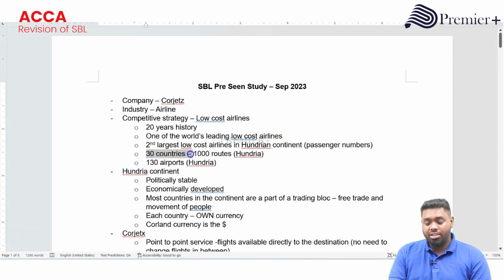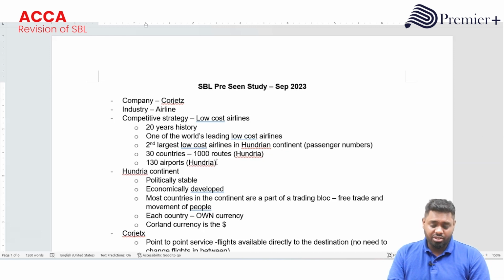We are operating in 30 countries, and we have 1,000 routes in the Hungarian continent. Courgette is available in 130 airports in this particular continent. So 30 countries, 130 airports, 1,000 routes. This shows the extent to which they have penetrated the market in the Hungarian continent.